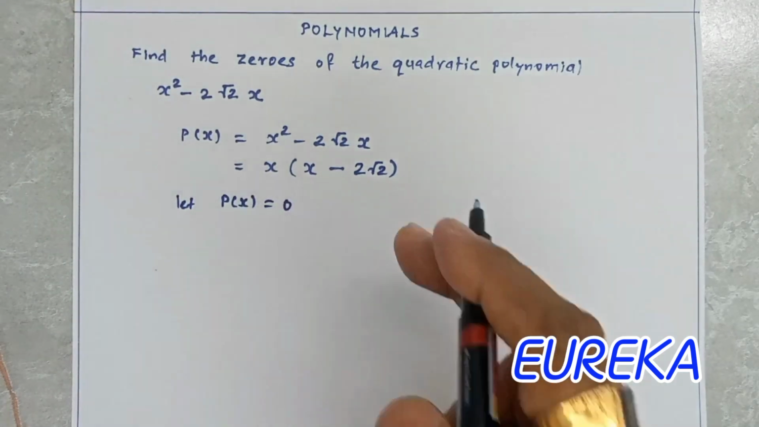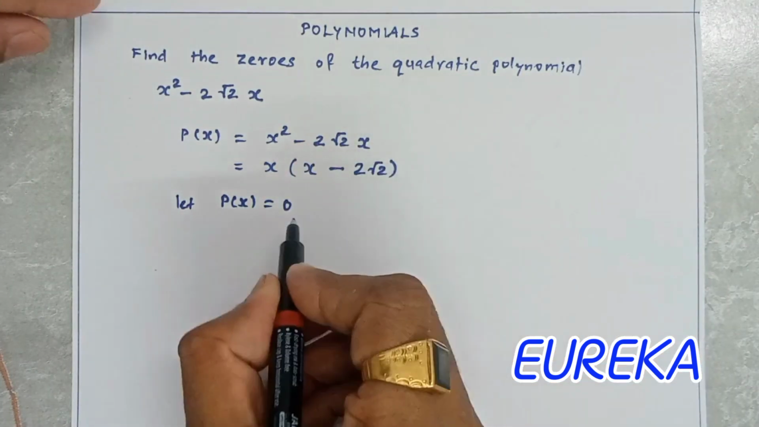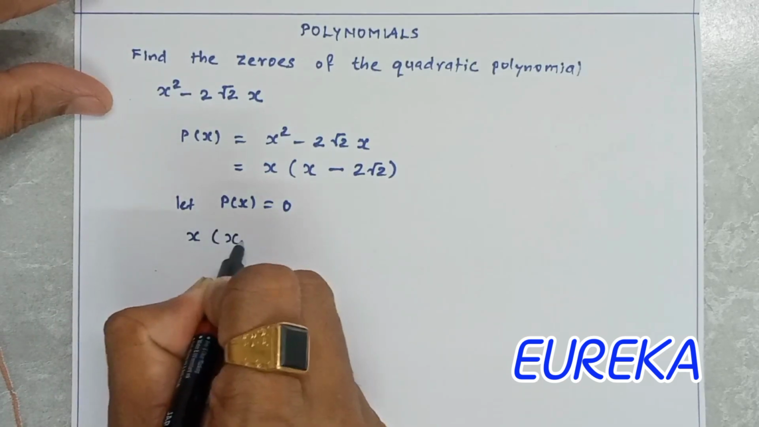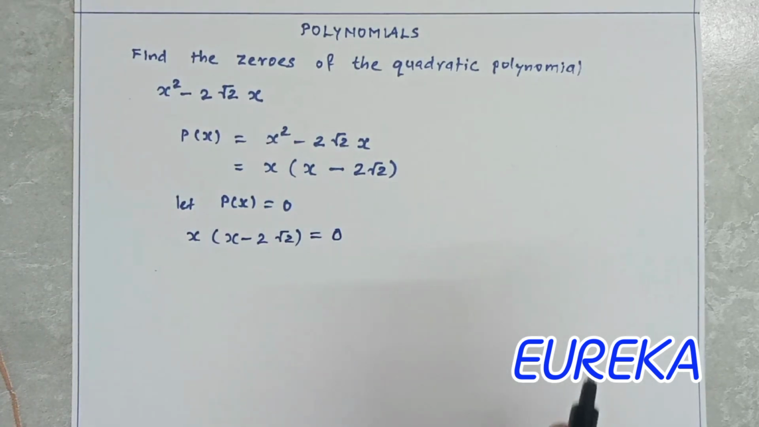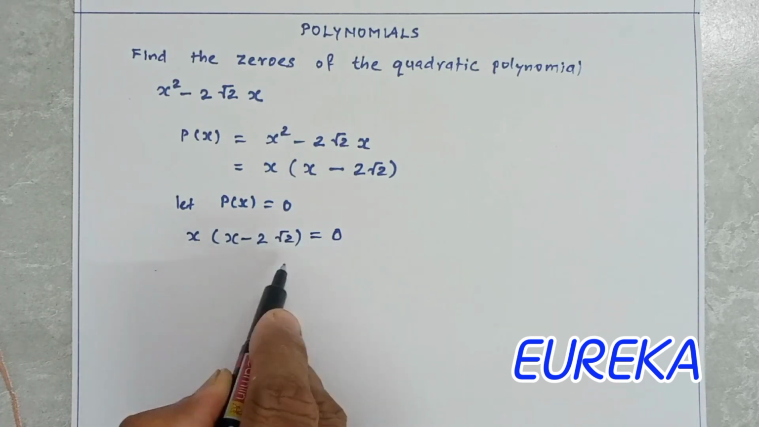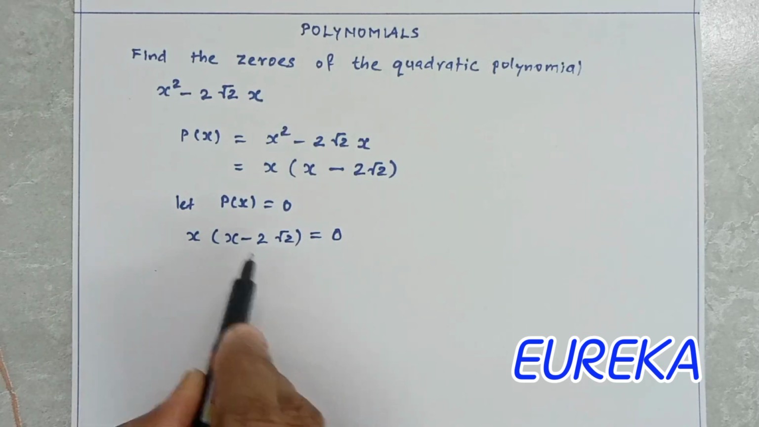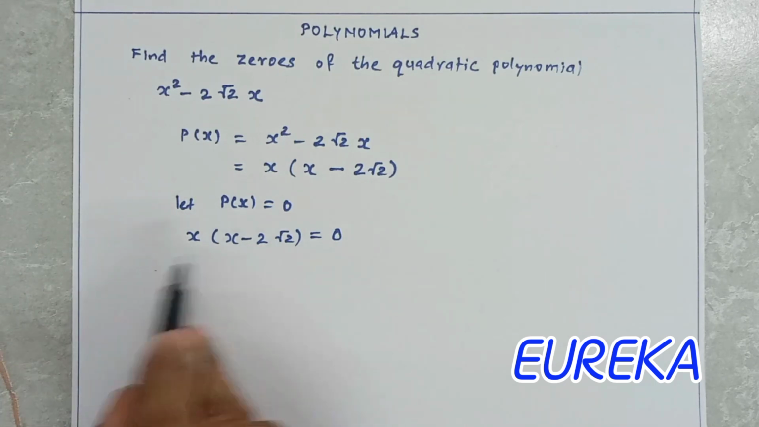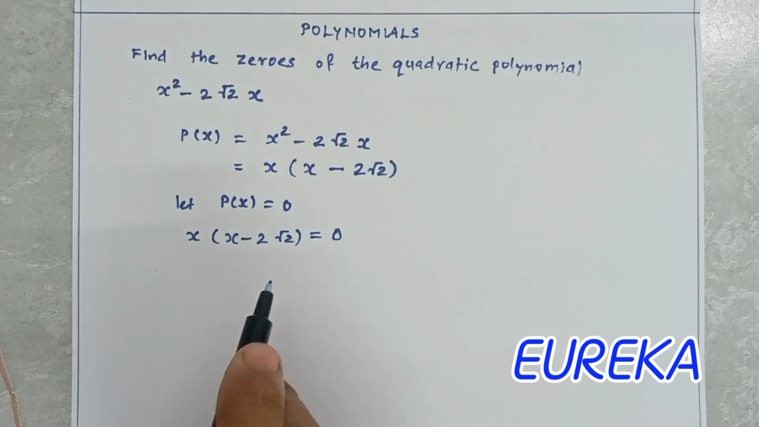This is what we do when we have to find the zeros. We consider p of x equal to 0. So for our situation it will be x into x minus 2 root 2 equal to 0. Now here you can see x is there and another bracket x minus 2 root 2 is there. Means we are saying that there are two factors which on multiplication give 0. When two numbers on multiplication give 0, means one of them has to be 0.